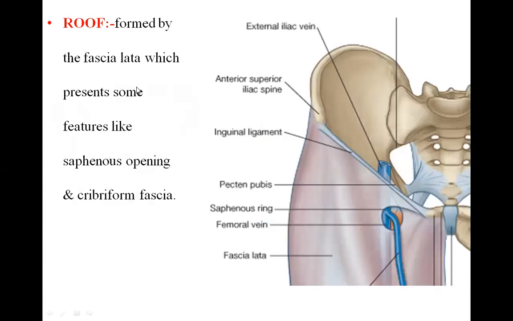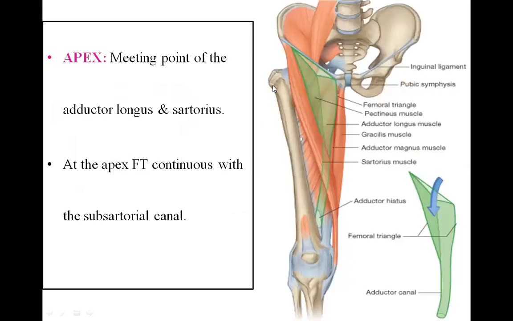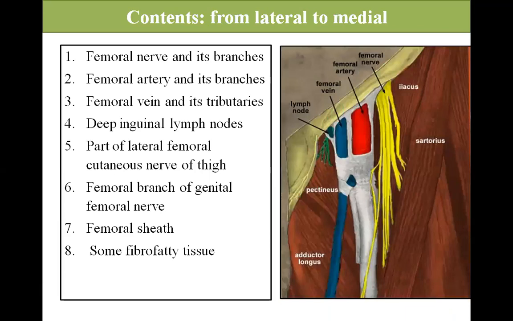Roof is formed by the fascia lata, which presents some features like the saphenous opening and the cribriform fascia. So in this diagram, you can nicely appreciate the fascia lata, which shows the saphenous opening. Apex is formed by the meeting point of the adductor longus and the sartorius muscles. At the apex, the femoral triangle continues with the subsartorial canal. So here is the apex of the femoral triangle, which will continue as the adductor canal or the subsartorial canal.